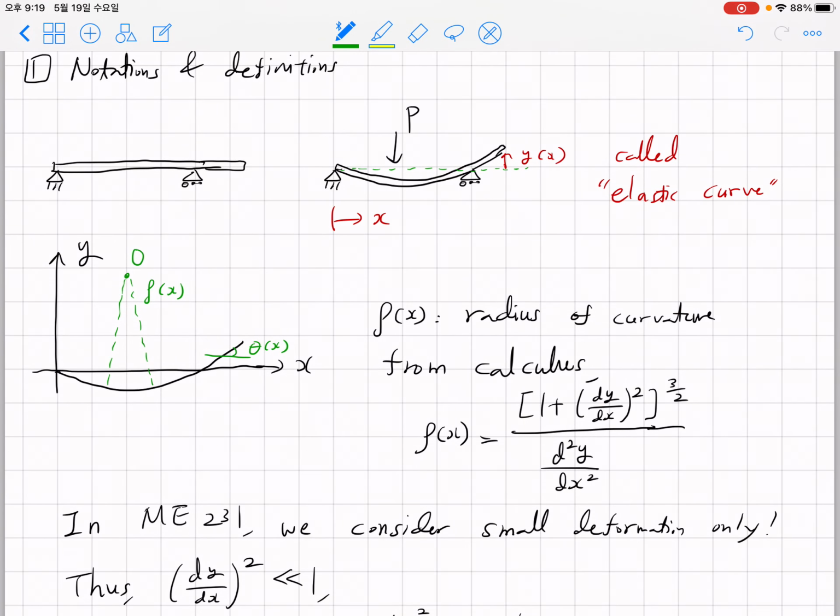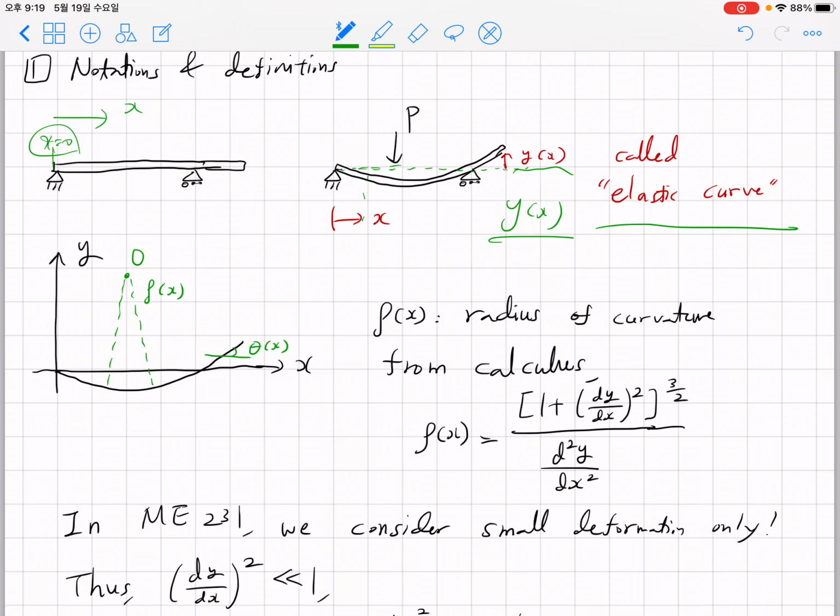In our textbook and in most other textbooks, you consider the left end as the origin of x, and we take the x coordinate in the horizontal direction. The beam deflection, which is the vertical deflection from the original position, will be defined as y as a function of x, because depending on location we have different vertical deflection. This y(x) curve is called the elastic curve.